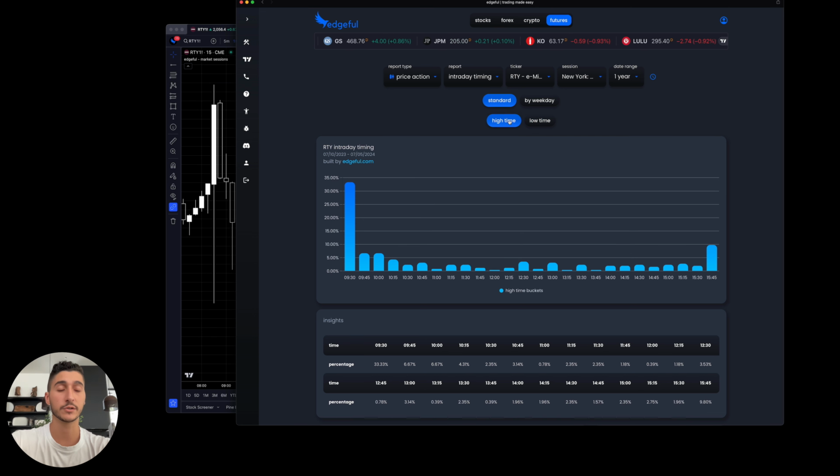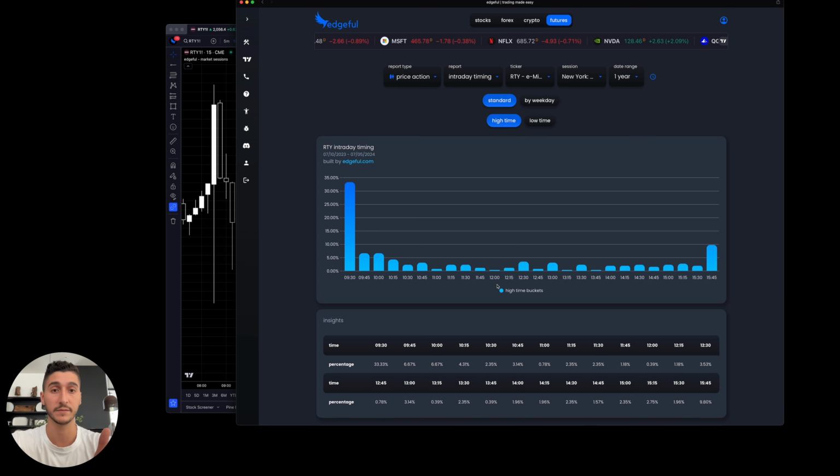So the way to use this report is to say, if I want to take profits, or if I want to have a certain bias in a certain direction, how can I use the time of day to catch a reversal or start to take profits? So for example, the high of day has been noon the least, or arguably the least amount of time in the last year. 0.39% of the time in the last year, the high of day has been between 12 and 12:15.